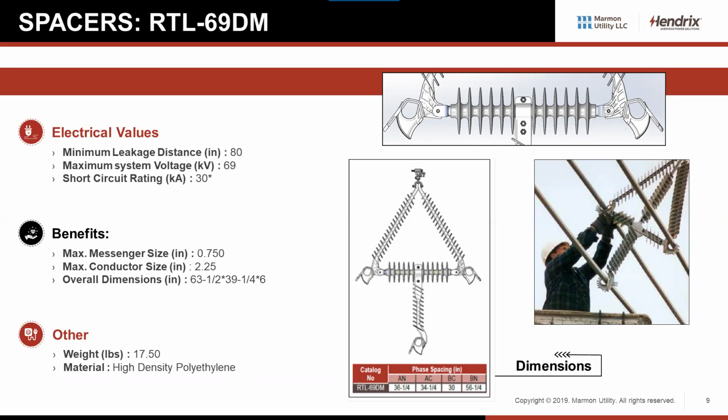Face-to-face spacing here is about 30 inches. So it's a pretty good size spacer. You can kind of see the scale of the picture on the right, but it's still, at 69 kV, a very compact type of construction.